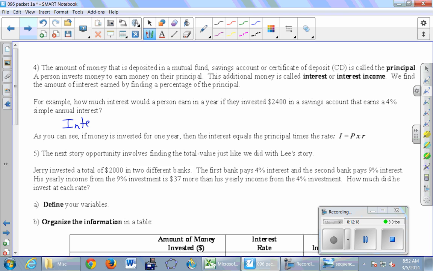Right, so I'm going to write here, interest is equal to 2,400 times 0.04. That's right. You are getting 4% of whatever you put in the bank. And that "of" in a math class almost always means multiply, so we multiply 2,400 times. And then Alan did something really smart. What did he do?